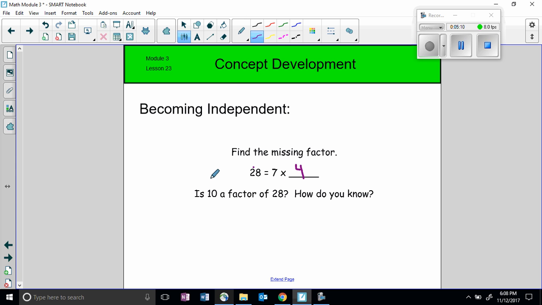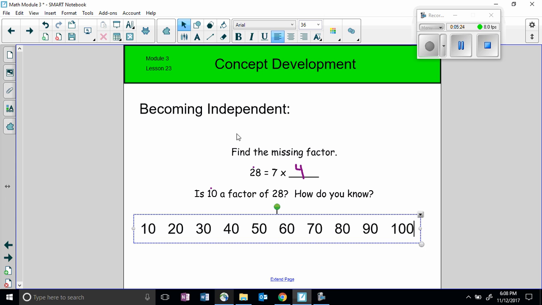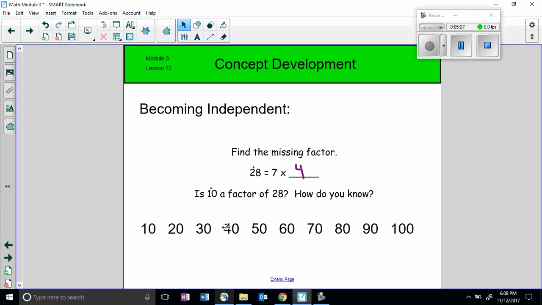Now, is 10 a factor of 28? Well, let's look at all the 10s. If 10 is a factor, that means we would be counting by 10s to get there. So let's go ahead and count by 10s. 10, 20, 30, 40, 50, 60, 70, 80, 90, 100. And I'm going to stop there. There are many more. Well, 28 is not on this list, but let's look at every number on this list. 0, 0, 0, 0, 0, 0. What do all the numbers end with? A 0. So since 28 does not end in a 0, it is not divisible by 10. 10 is not a factor. It also does not end in a 5.